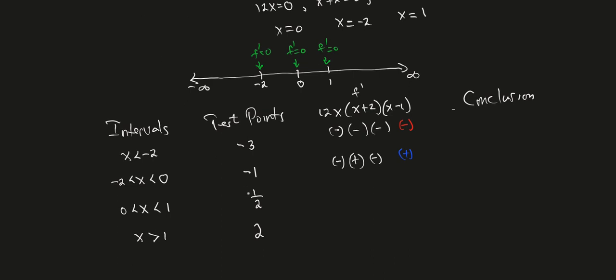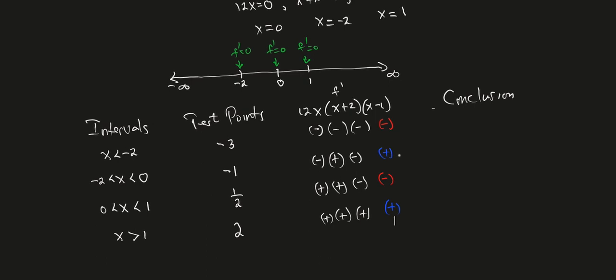Let's see what happens when I plug 1/2 in. So if I plug 1/2 in this factor, I will get something positive. If I plug 1/2 in this factor, I will get something positive. If I plug 1/2 in the factor x minus 1, that's going to give me something negative. So now this product has to be a negative product, right? And then finally, I think we can see that when we plug 2 into all of these, we're going to have a positive times a positive times a positive, which results in something positive.